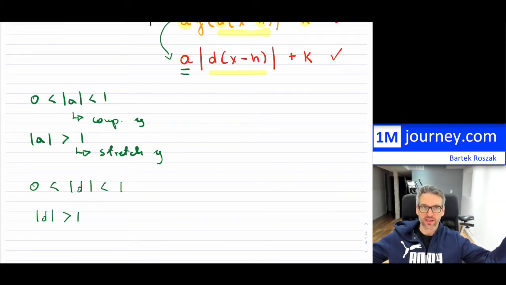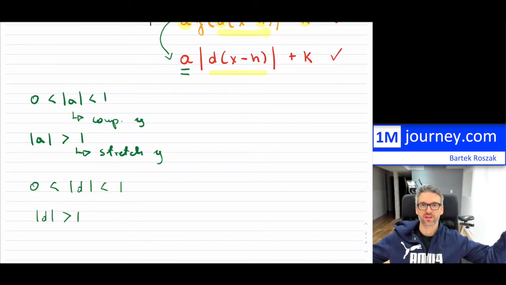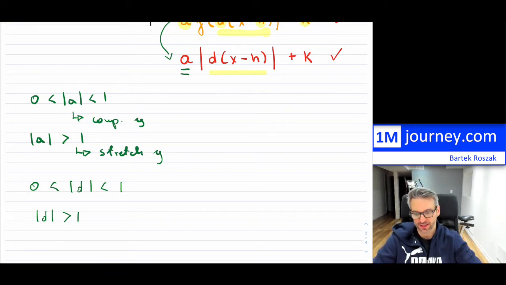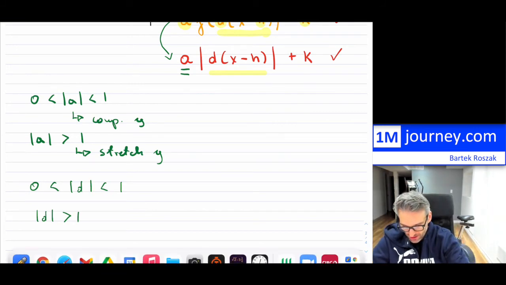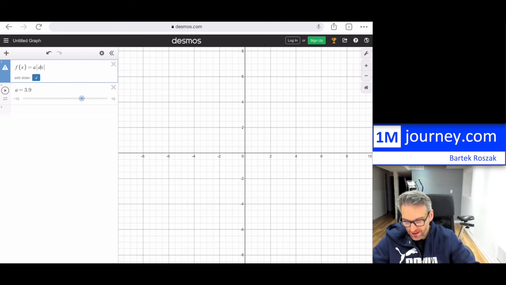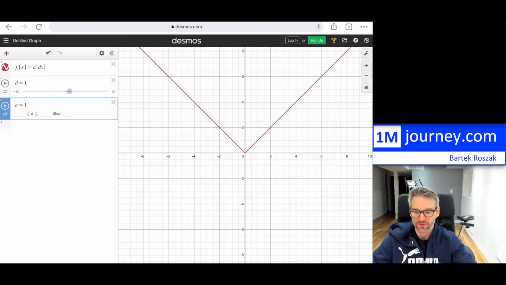So it's either going to be compressing it in this way, or stretching it out in this way in the X direction. It's almost the opposite of what happens in the Y. So let's take a look. If I go back in here, I'm going to add another one. Let's pull this as D, so it's going to be dx. We'll bring this one to 1, and now let's see what happens with the D.